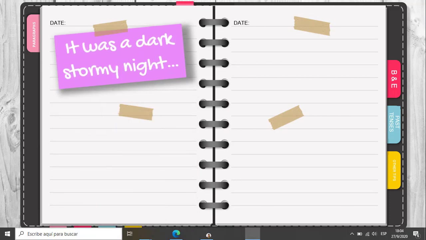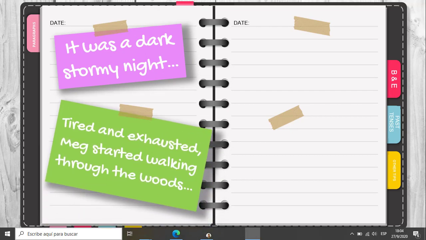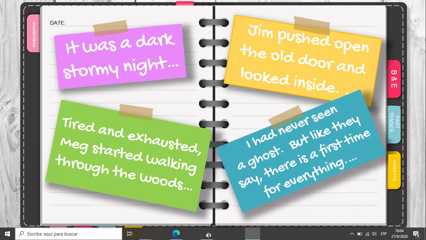It was a dark, stormy night. Tired and exhausted, Meg started walking through the woods. Jim pushed open the old door and looked inside. I had never seen a ghost, but like they say, there is a first time for everything. Try to imagine how you would continue writing these stories.